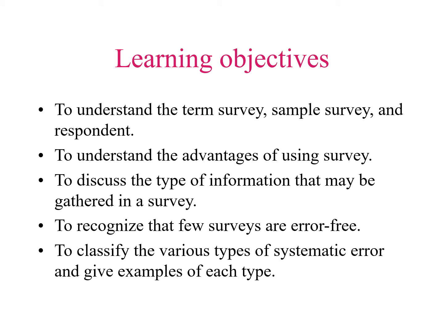Learning objectives are to understand the terms survey, sample survey, and respondent; to understand the advantages of using surveys; to discuss the type of information that may be gathered in a survey; to recognize that few surveys are error-free; and to classify the various types of systematic error and give examples of each type.